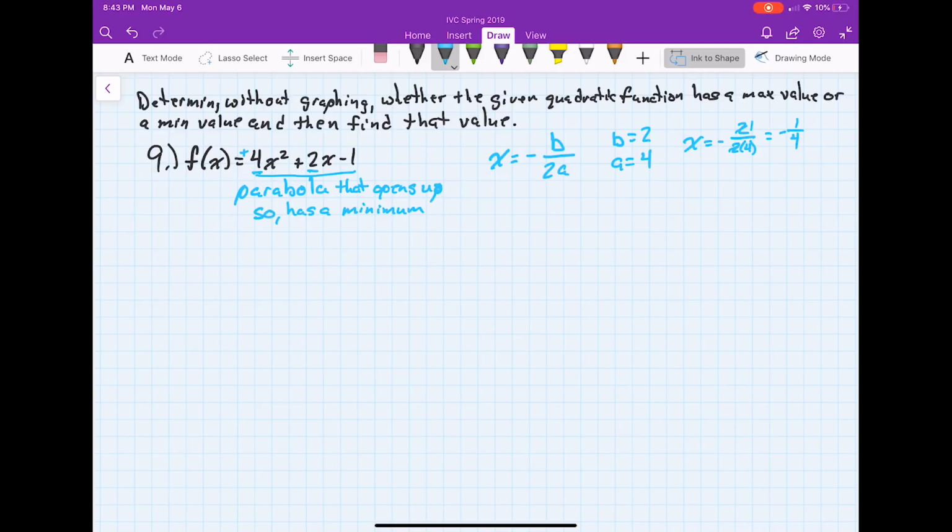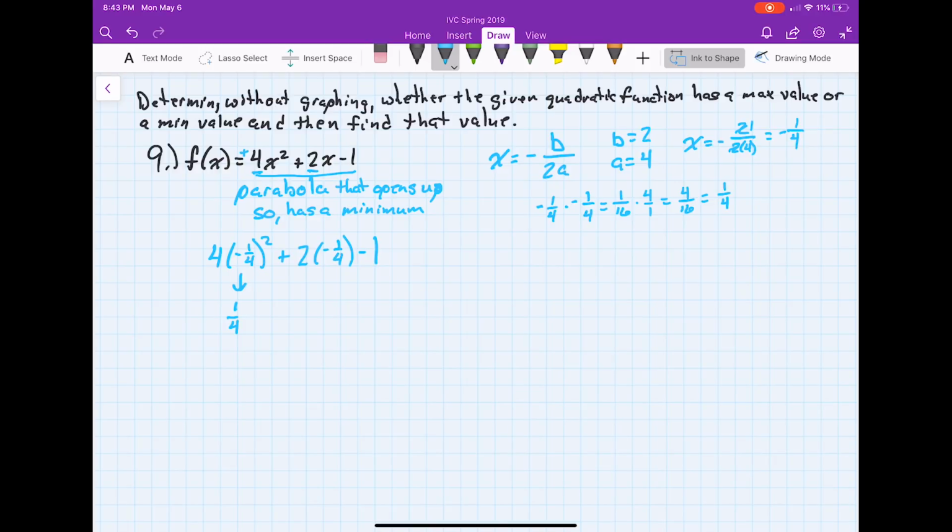So now, what do we do? Well, we're going to plug that back into the original formula. So we have 4 times the quantity negative 1/4 squared plus 2 times the quantity negative 1/4 minus 1. Negative 1/4 times negative 1/4 is going to be positive 1/16, and that's going to be times 4, so that's 4 over 16, which ends up being 1 over 4. A long way to get back to just changing this sign.